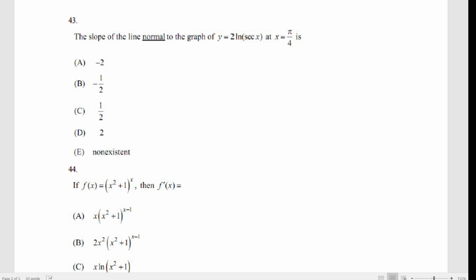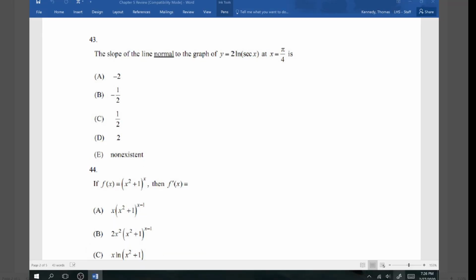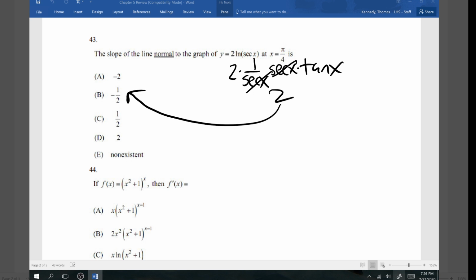But I mean, big idea, since it's not a super long question, is you do du over u, or 1 over the inside times the derivative of the inside, which looks like this. The secants cancel. You plug in pi over 4, you get 2 for your slope, and then you perpendicularize it because it says normal.